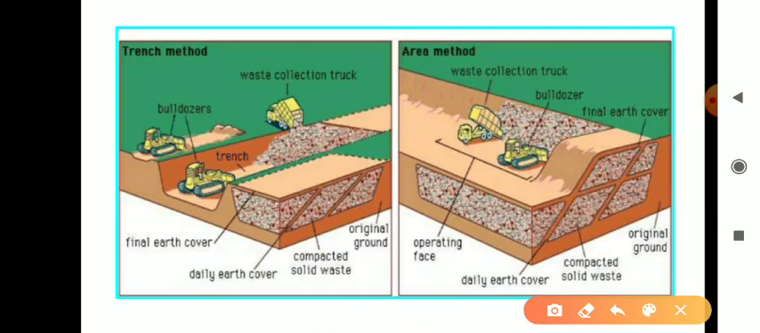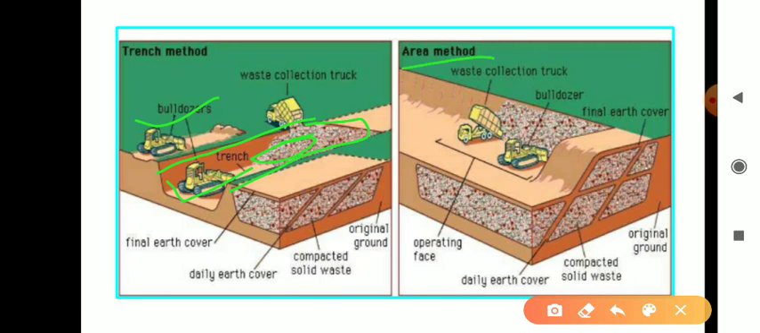Trench method: in this picture, as you can see, a trench is being made with the help of a bulldozer or some equipment, and this trench will be filled with waste. After filling, the trench has to be covered with earth or soil.